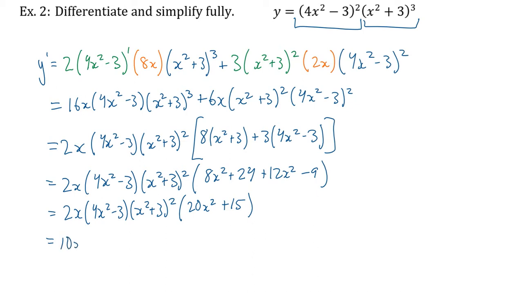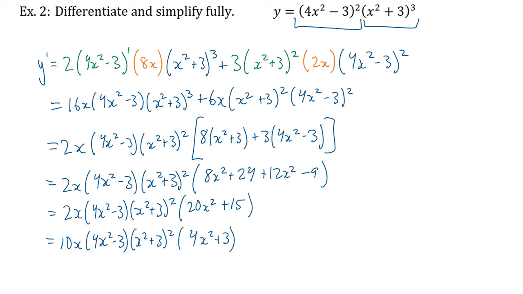So this is going to become 10x, and I factored a 5, so I've got 4x squared plus 3. Now that looks a lot like this bracket, but that doesn't matter. They're not the same. That one's minus, that one's plus, so we are done. That is differentiate and simplify fully.